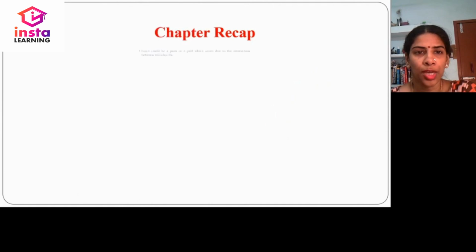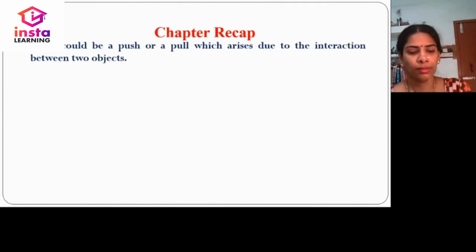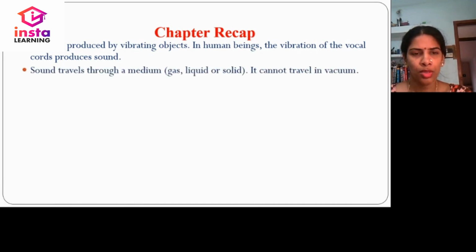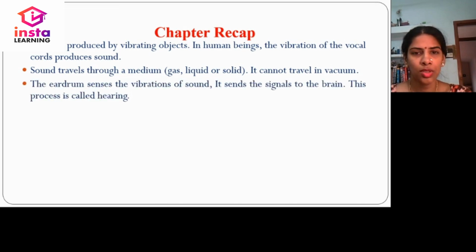Let us have a chapter recap. Sound is produced by vibrating objects. In human beings, the vibration of the vocal cords produces sound. Sound travels through a medium, gas, liquid, or solid, but it cannot travel in vacuum. The eardrum senses the vibration of sound and sends the signals to the brain.